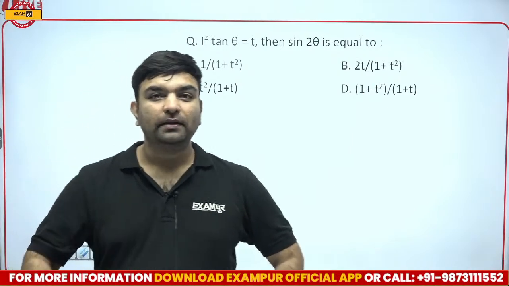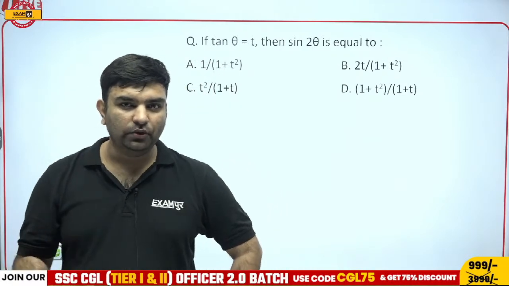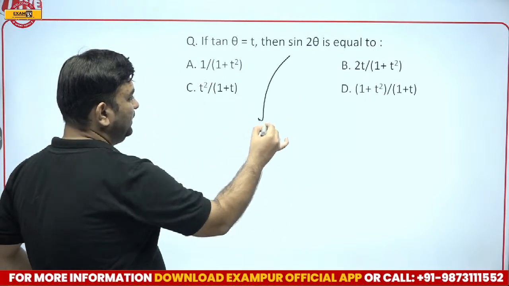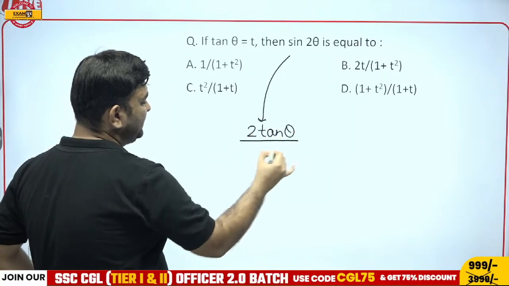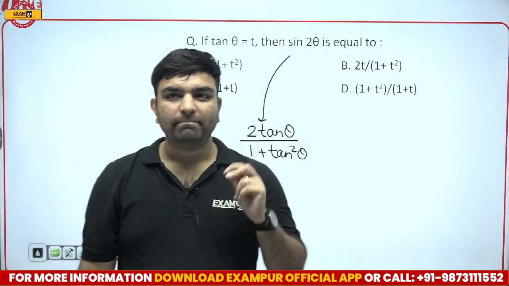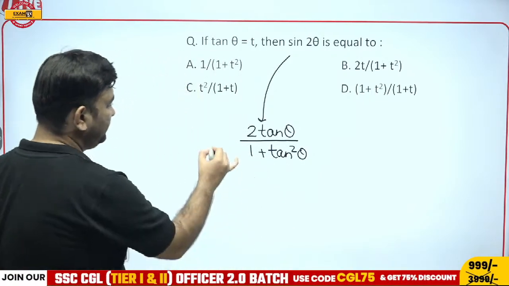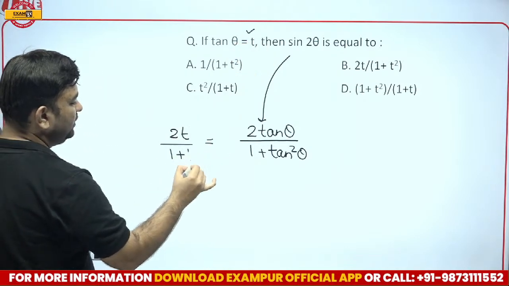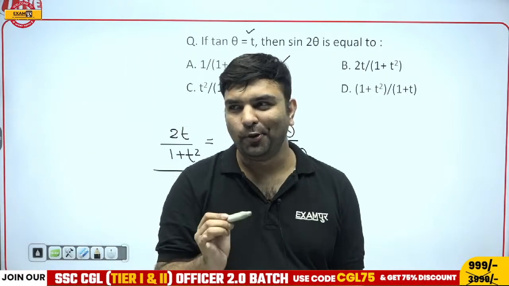Just a few minutes ago, I told you about what is sine 2 theta. In terms of tan theta, sine 2 theta is 2 tan theta over 1 plus tan square theta. Tan theta is given as 2. So 2t over 1 plus t square.